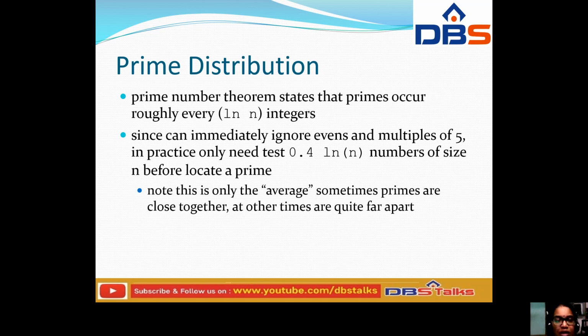But in practice, we only need to test up to 0.4 ln(n), that is the number of size, before we locate a prime. Note this is only the average. Sometimes the primes are close together and other times they are quite far apart. If you observe the difference, this is the basic difference here: sometimes it is close together, sometimes it is quite far.